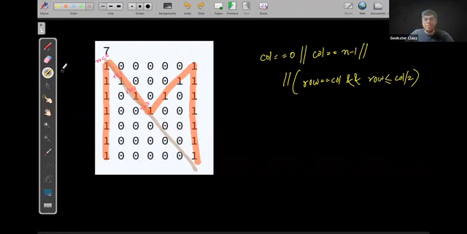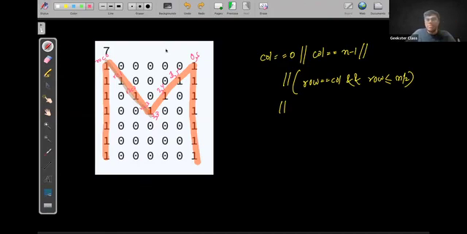Row should be lesser than or equal to n by 2, not column by 2, but the number of rows by 2, n by 2. Now the last condition: what is the condition for these cells? This is 0, 6. This is 1, 5. This is 2, 4. And this is 3, 3. So what is the condition for these cells: 0, 6, 1, 5, 2, 4, and 3, 3? What is the condition?